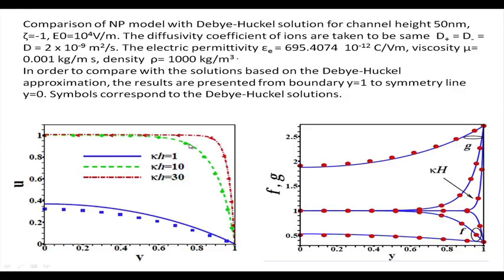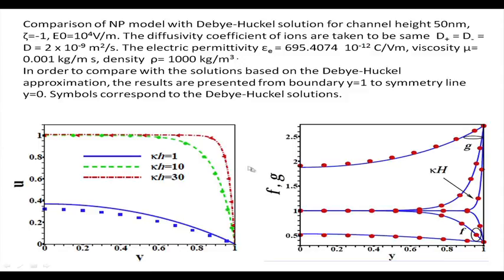Another interesting thing here: when kappa h is large, we get a plug-like profile. That means within the core of the channel we have a constant velocity, and that constant velocity is nothing but the Smoluchowski velocity. Here, of course, zeta potential is taken to be -1, which means it is scaled by phi 0, the thermal potential. So this is the same as the Smoluchowski velocity, which should be 1.